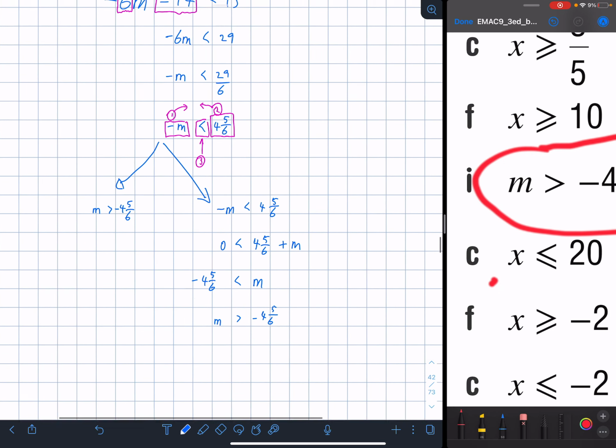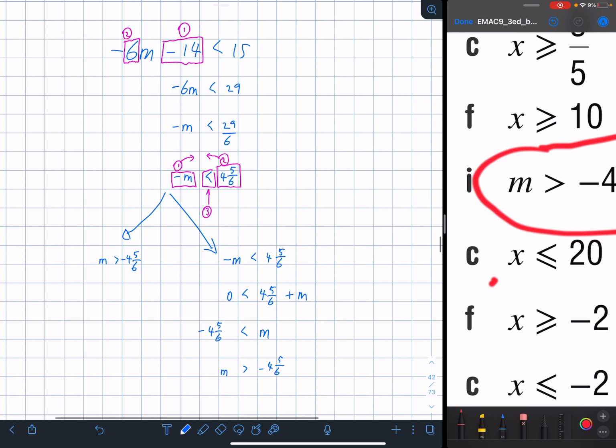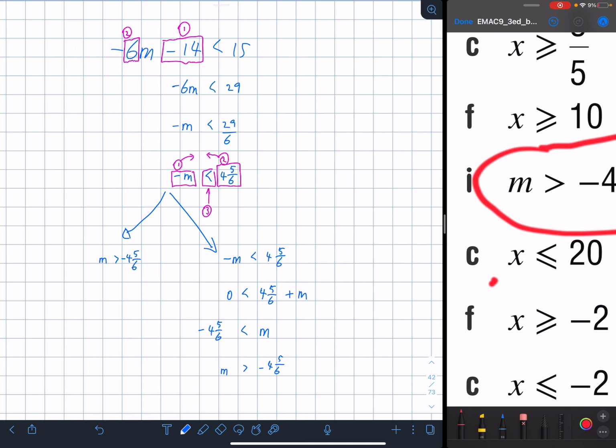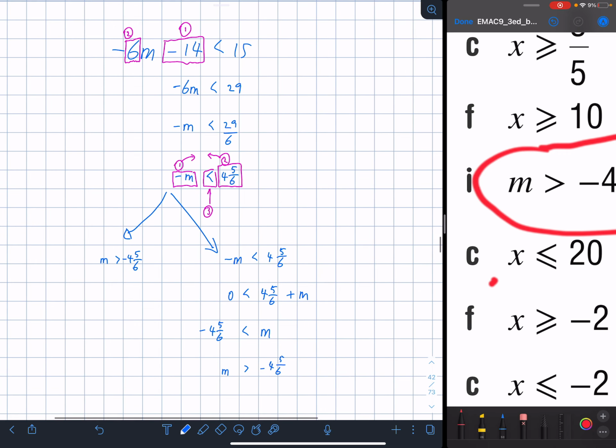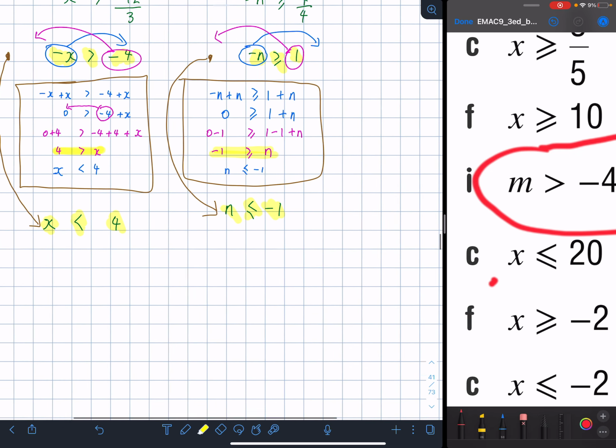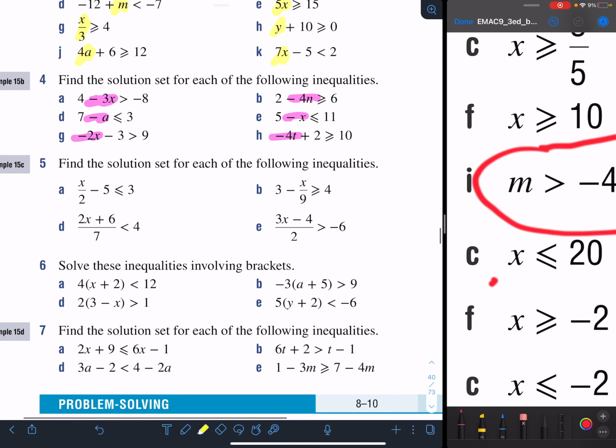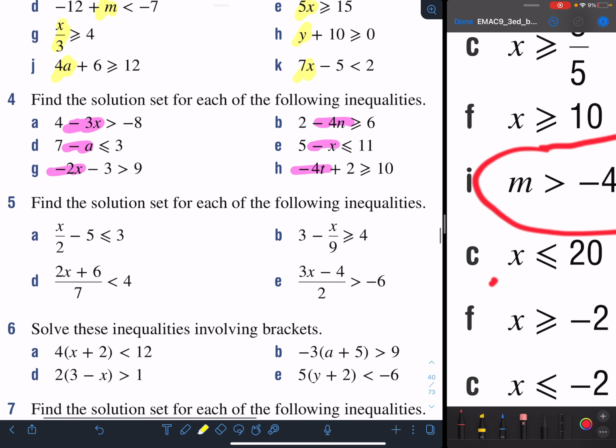And so I've given you there the steps how to solve the inequations when we are dealing with the ones with the negatives on the pronumerals, which are the ones in pink.